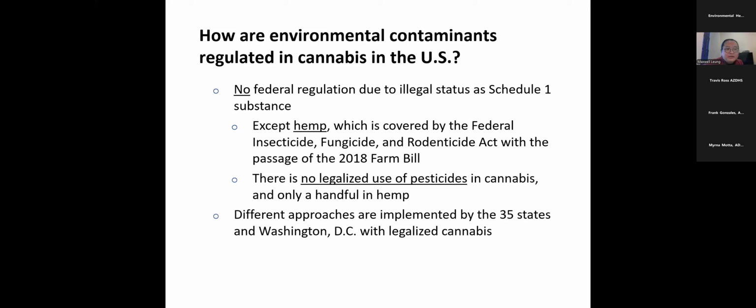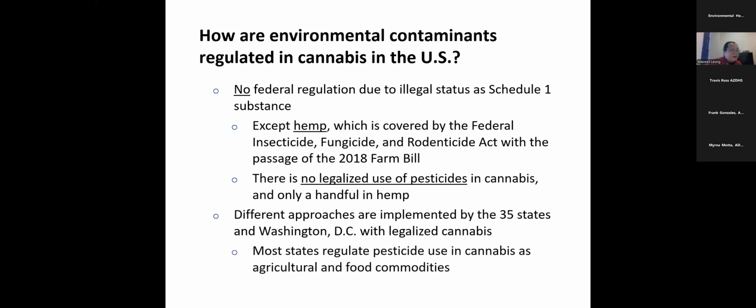Now, how about the regulation at the state level? There are different approaches being implemented right now by some 35 states and Washington, D.C. with legalized cannabis, that we will talk a little bit about in a bit. Most of the states regulate pesticide use in cannabis as an agricultural and food commodity. This is where they take their reference of regulatory policy from. And also some states, interestingly, regulate it as an organic food. Okay.